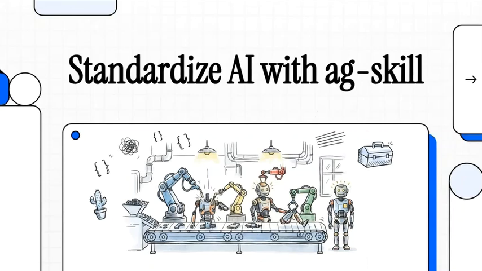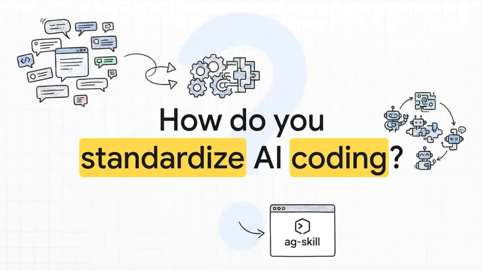But what if we could actually bring some order to all that development chaos? Welcome to this explainer, where we're going to dive into a seriously fascinating tool called Skill. It's designed to completely standardize your AI delivery and transform how you manage AI agents right inside your repositories. So the big question we're tackling today is this. How do you actually standardize AI coding?